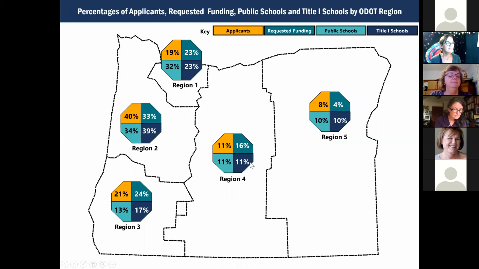So what this chart tells me is that it looks like we're kind of on track with the number of Title I schools in a region and the percentage of funding requested in most regions. So there's a little bit of parallels happening. It looks like Region 5 is a little bit below the number of Title I schools they have, but this is a way to just kind of get a better picture of what's going on in each region and how the applications in that region are lining up with the need.